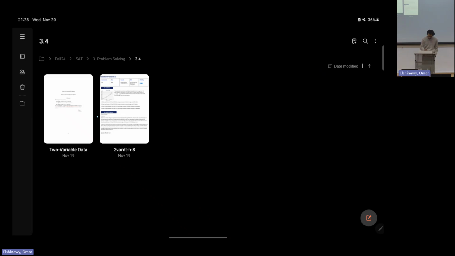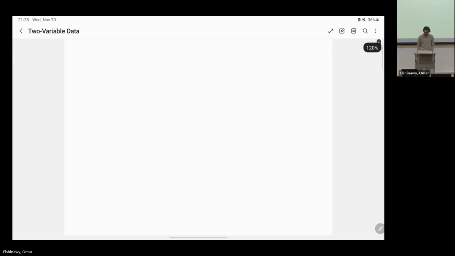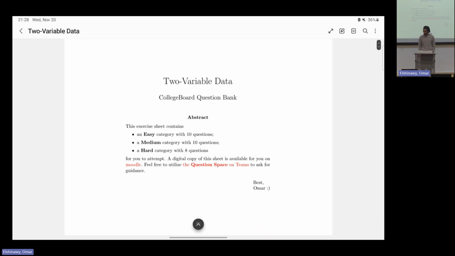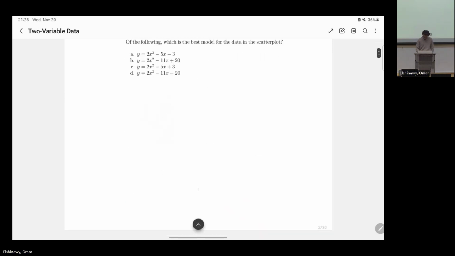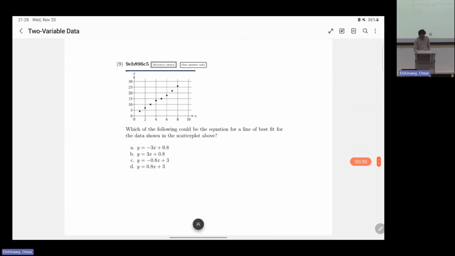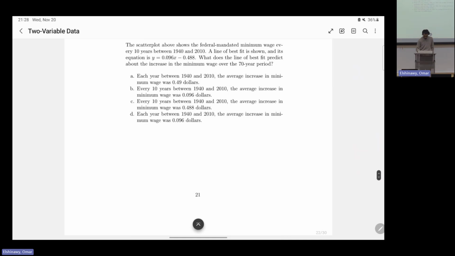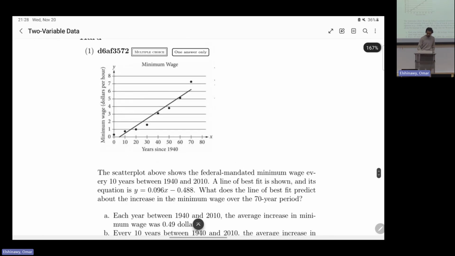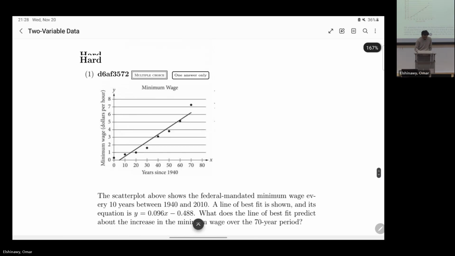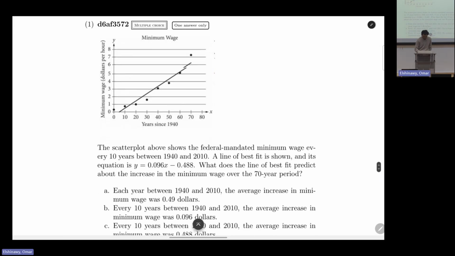And now we can continue our discussion of two-variable data. We'll do some nice problems. I did some of them myself, and I found them to be very nice. Perhaps this is a good problem to start with.